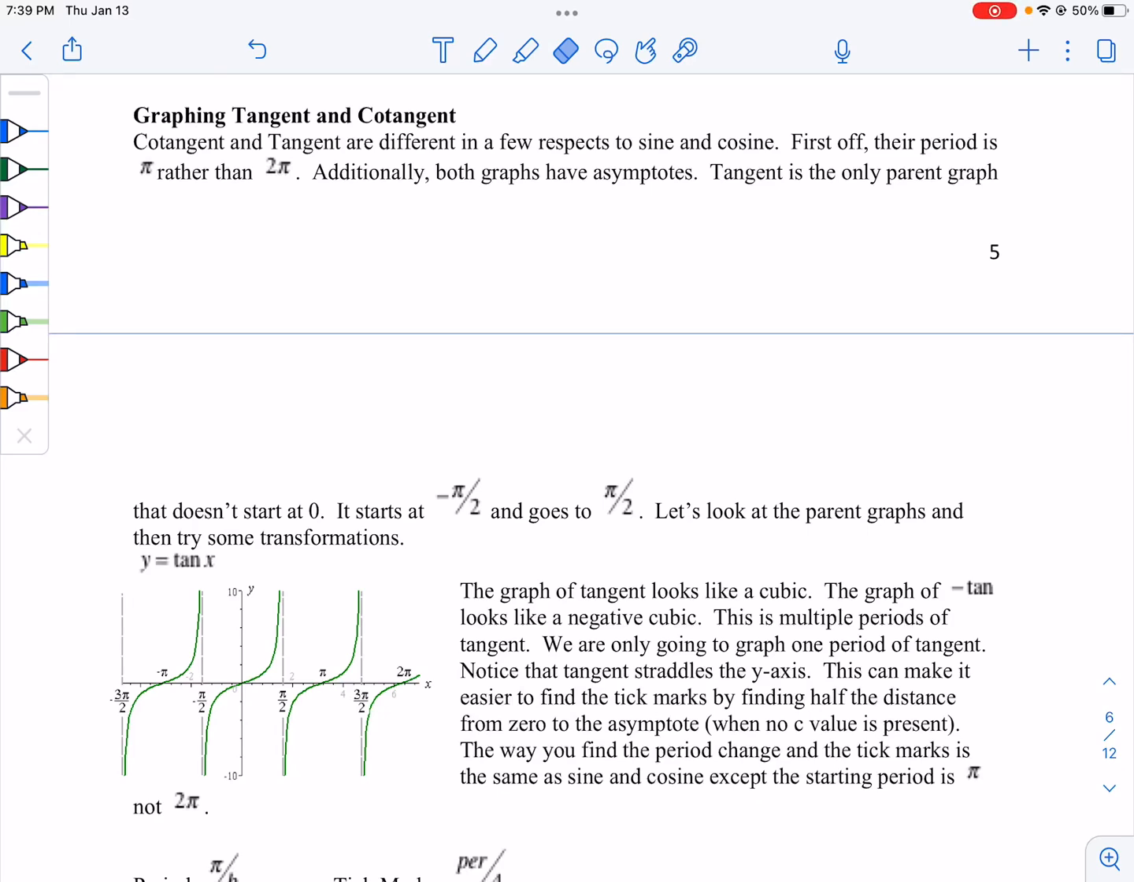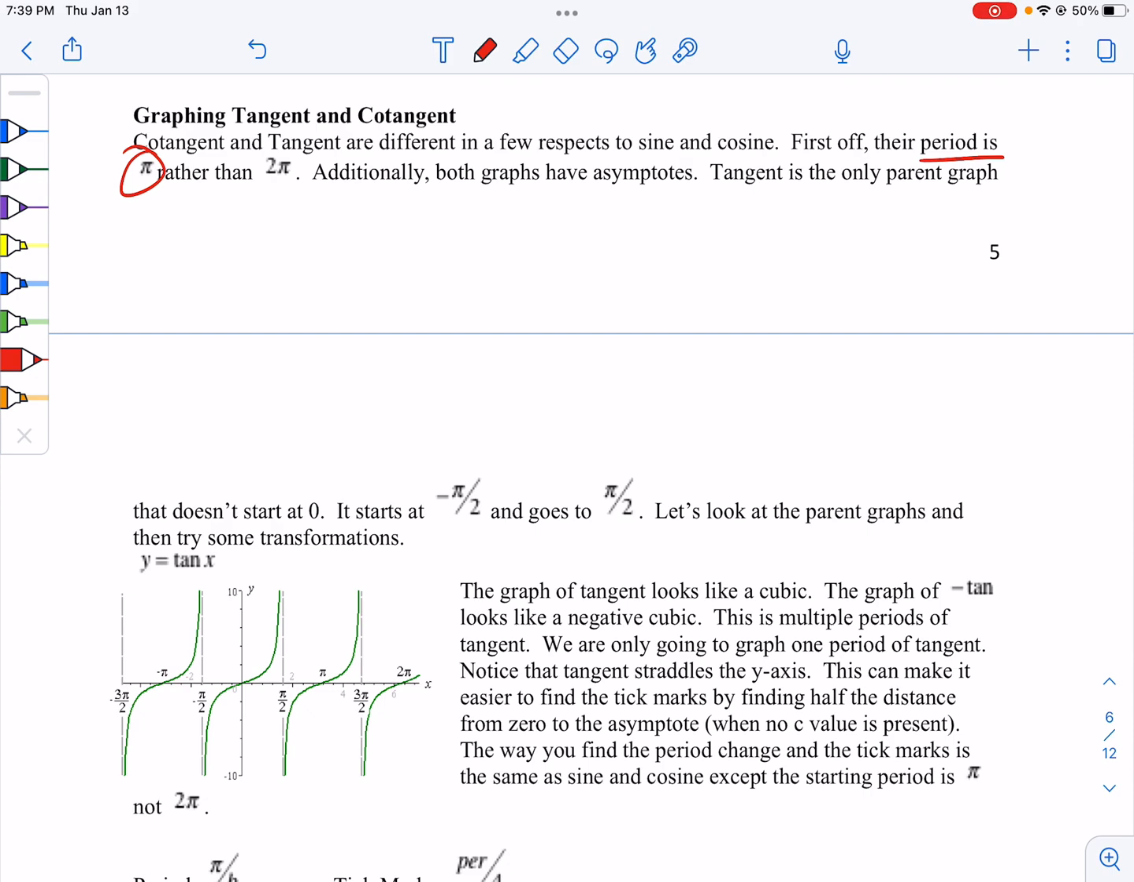We're going to look at graphing tangent and cotangent today. Tangent and cotangent are different than sine and cosine. First of all, their period is pi rather than 2 pi. That's our first difference. Also, both your tangent and cotangent have asymptotes.